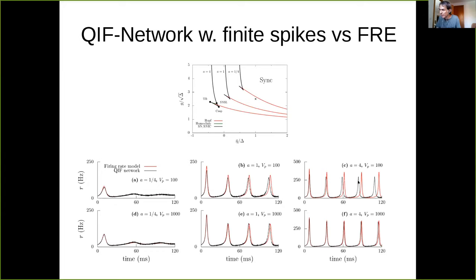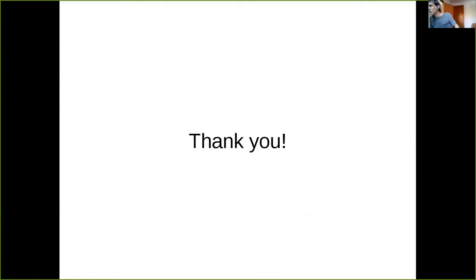There is a clear difference in the period of these oscillations, because now we are resetting the cells earlier. They don't reach infinity. They reach 100 and then we reset them at minus something. But then we see how the agreement improves as we increase the peak value at which we reset the cells. And that's the last slide, and I want to thank you for your attention.